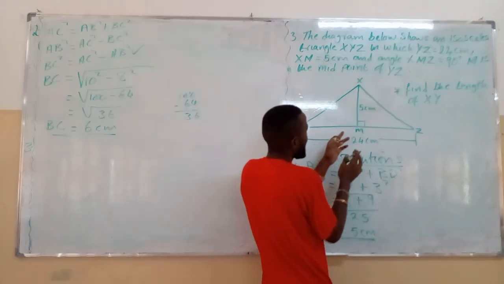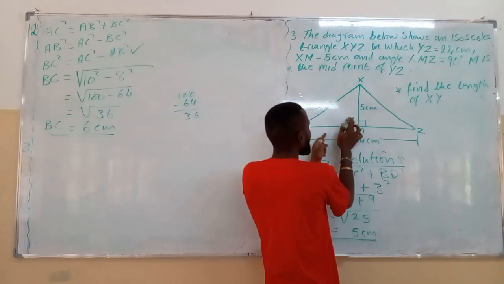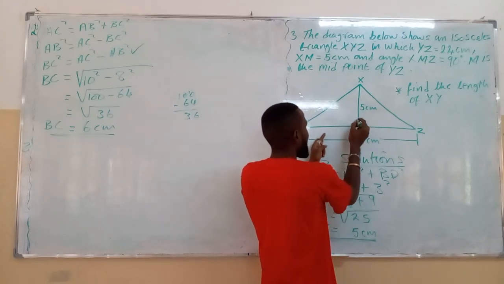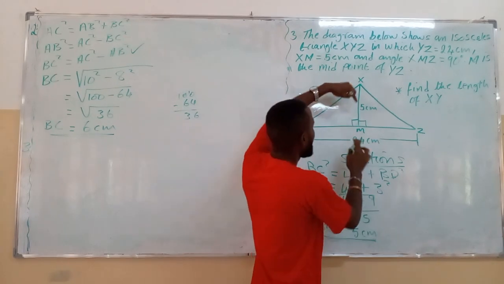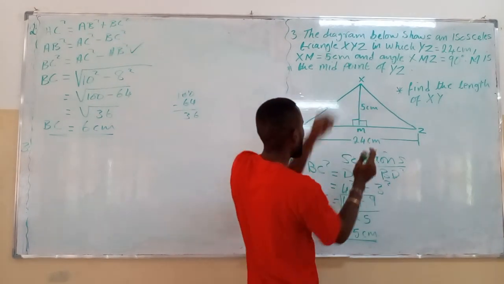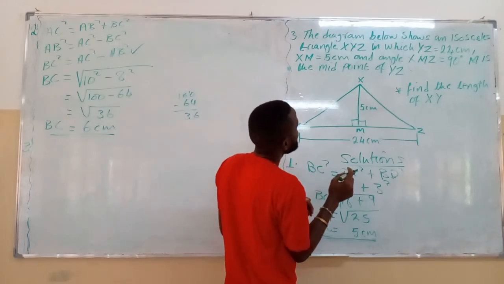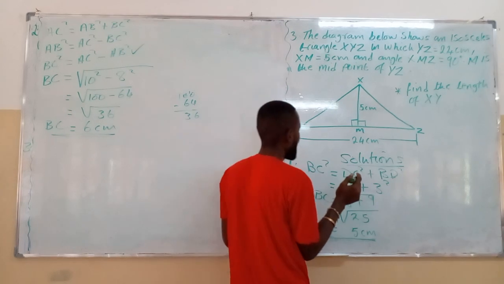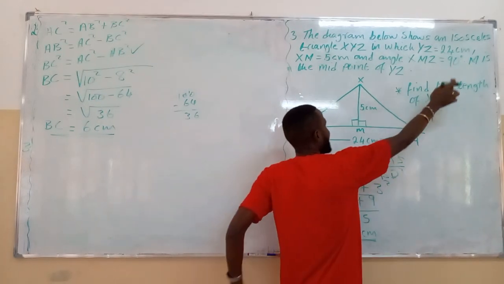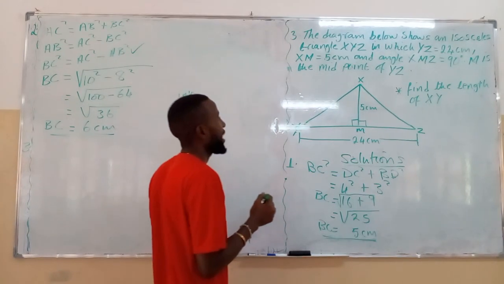Now, look at this one. If this is 90 degrees, what about this angle which is here? It's also 90 degrees, because this line and this line are perpendicular to each other. Now let's move on. M is the midpoint. The question is, find the length of XY.